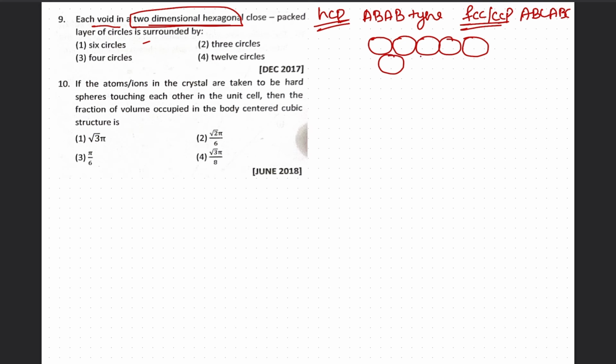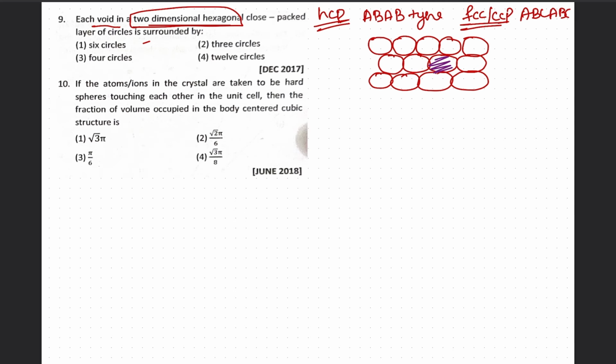In the void of the first layer you have to put the second. So you have to tell how many circles are there. Let's consider, for example, I consider this, so how many circles are surrounding this one?